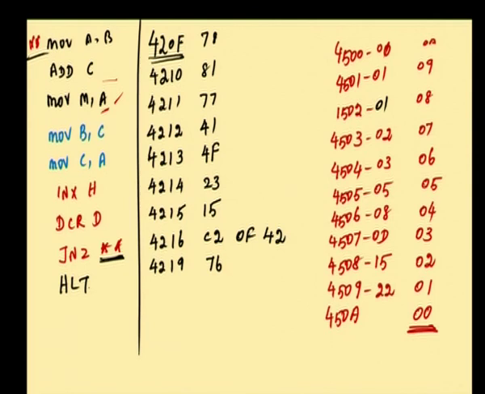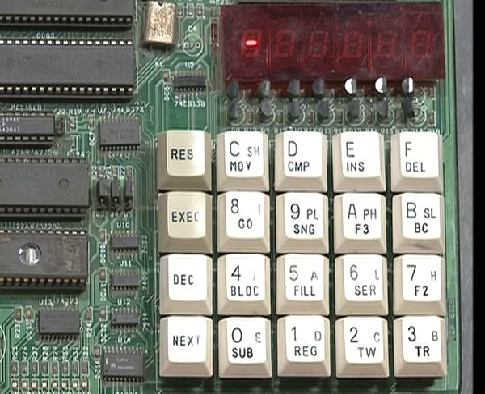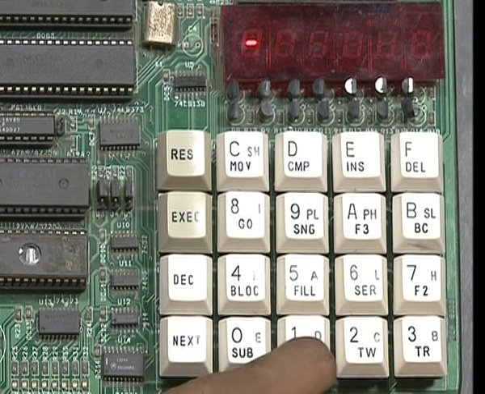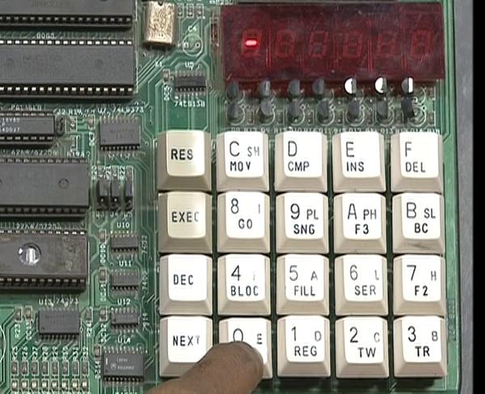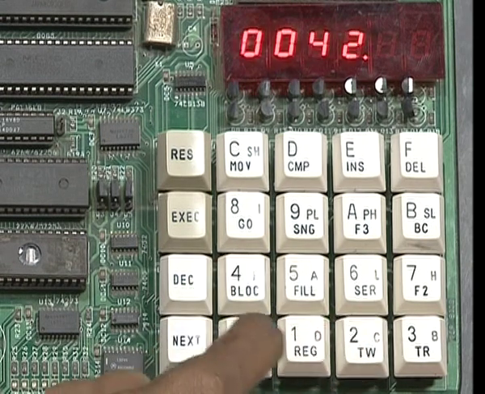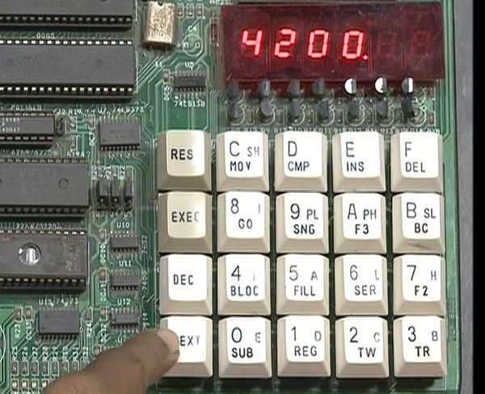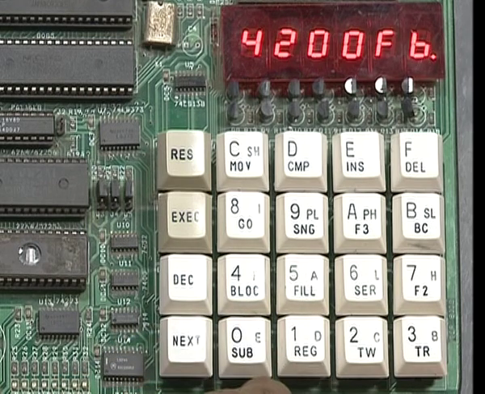Now, we will check how to enter this program in the kit. Now, we will execute the Fibonacci series program. I will take the address to type the program as 4200. First I will initialize the memory location where to generate.